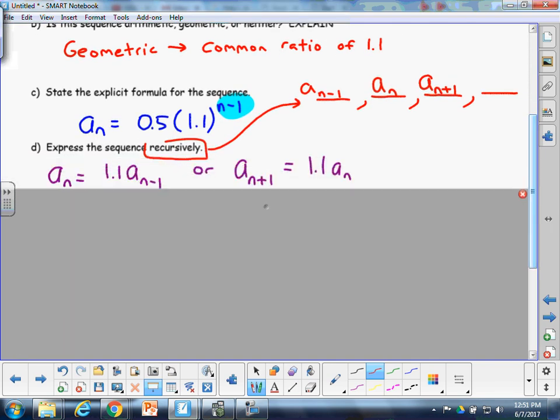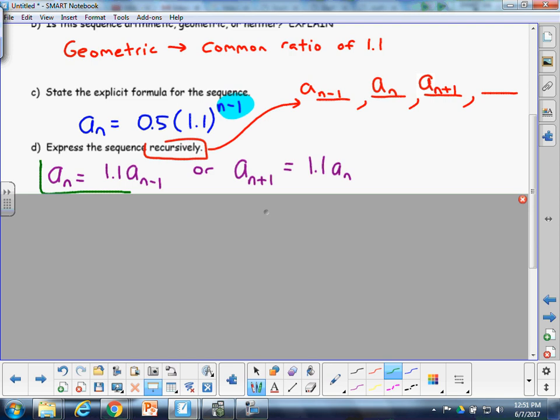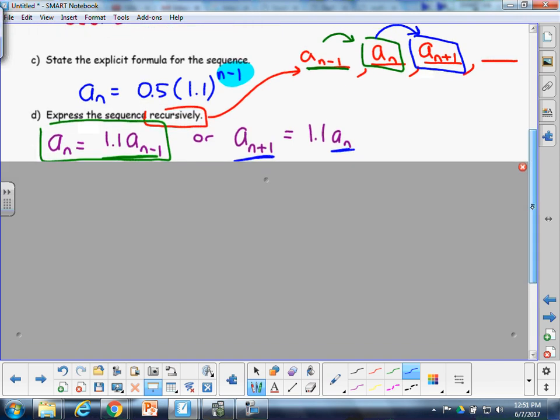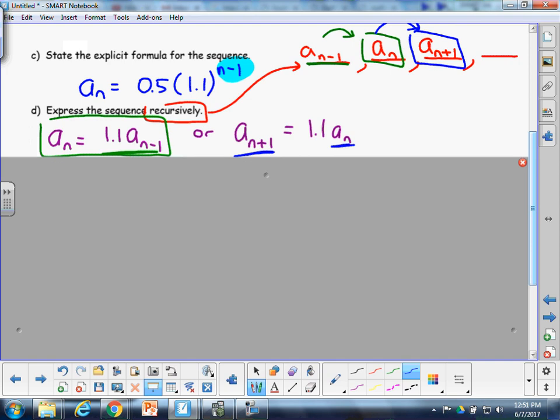Basically, we're going to have 2 ways to say it. If you look at the first formula there, a sub n is this term right here. The way you would get that term is by taking the term before it, and it gets multiplied by 1.1. That's what this is saying right here. Or, the other way you could say it: if I want to write a formula for the n plus 1 term, that would involve the a sub n term times 1.1. So it's just a way of using the term right before the one you want, and in this case we're just multiplying it by 1.1.